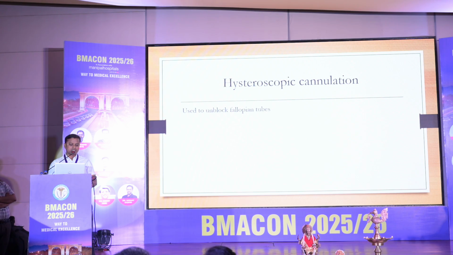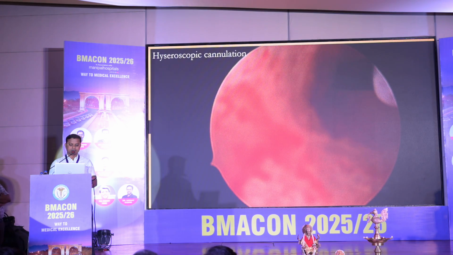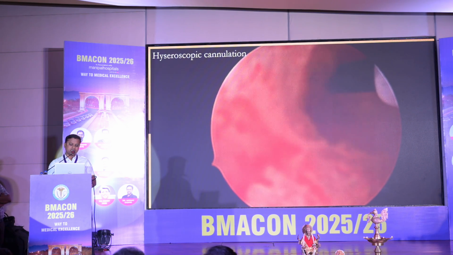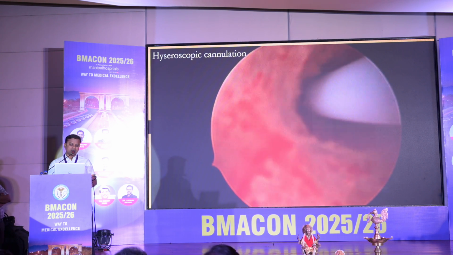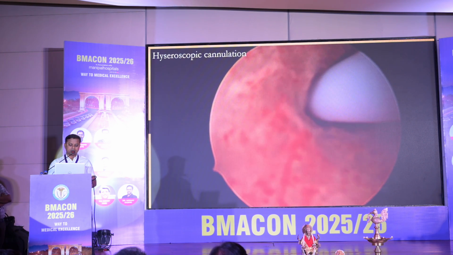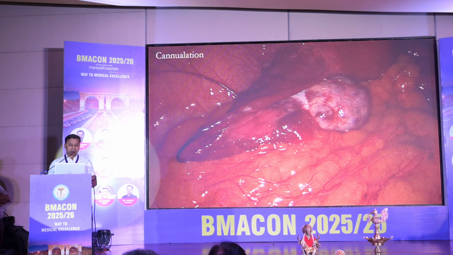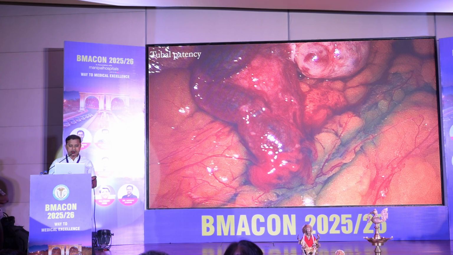Hysteroscopy can be used to unblock the fallopian tubes. This video shows that there is cannulation set, white color cannulation set. Inside it is guide wire which has been put through the ostia, and the same guide wire we can see on the laparoscopy that is coming out of the fallopian tube. And the dye is inserted through the vagina and the tube was opened.